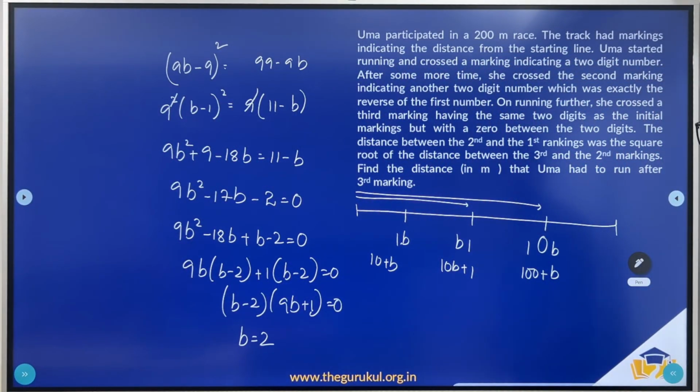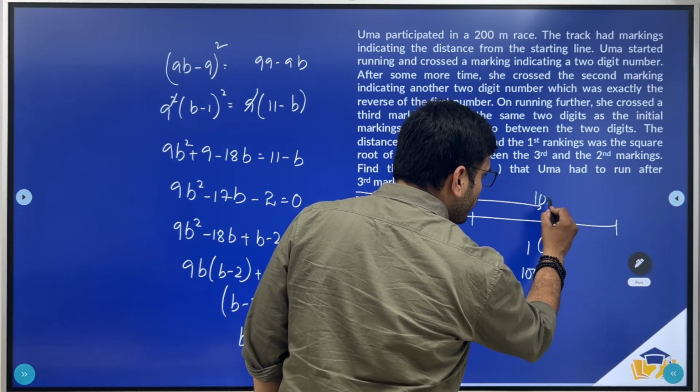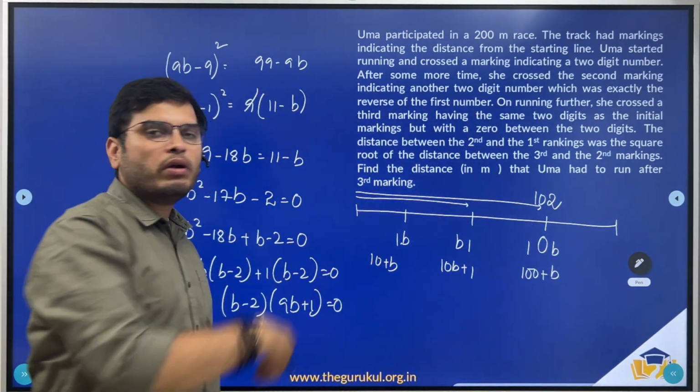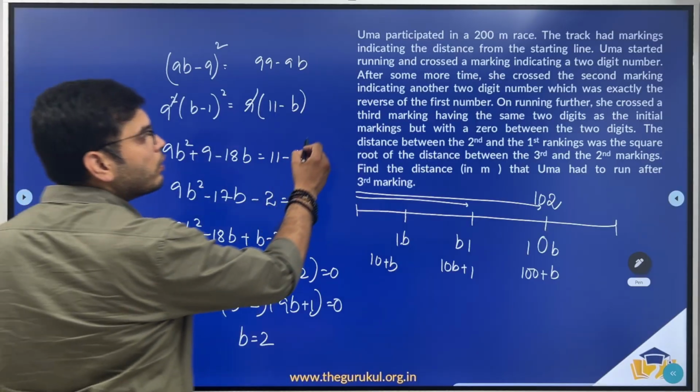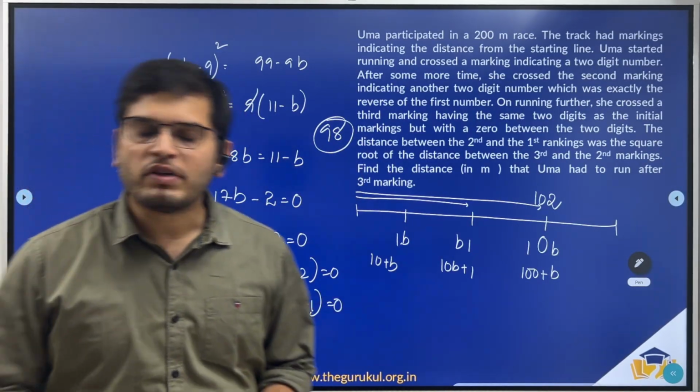Right. Then what was asked? Find the distance that Uma had to run after the third marking. So if the value of B is 2, now this is 102. Now since this is a 200 meters race, Uma has to run another 98 meters, and that should be the answer to this question.